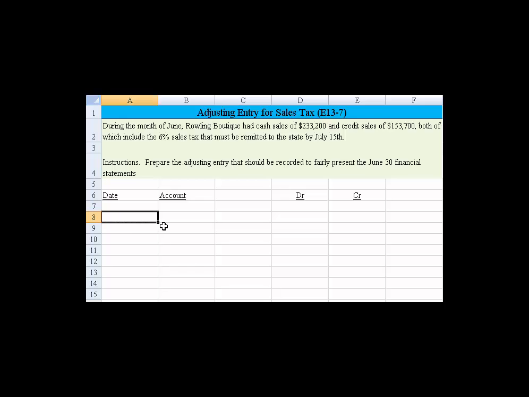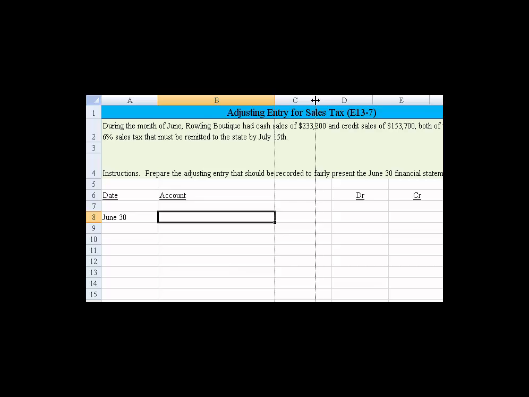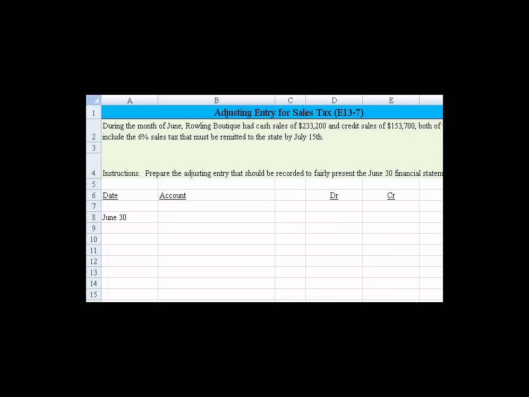So we'll assume that we're making this entry effective as of June 30th, right? So we'll make this date June 30th. And I want to type it out normally, so let's just put it like that. Okay, and let's adjust our columns a little bit to see what we need and what we don't need. Give me 1 second, I'll get this adjusted back.